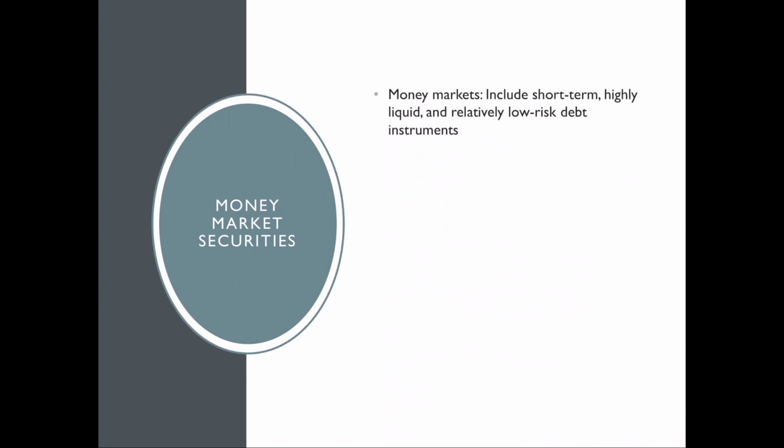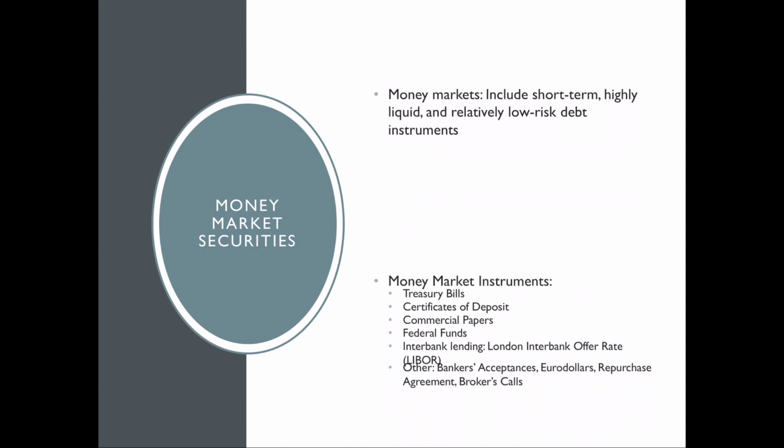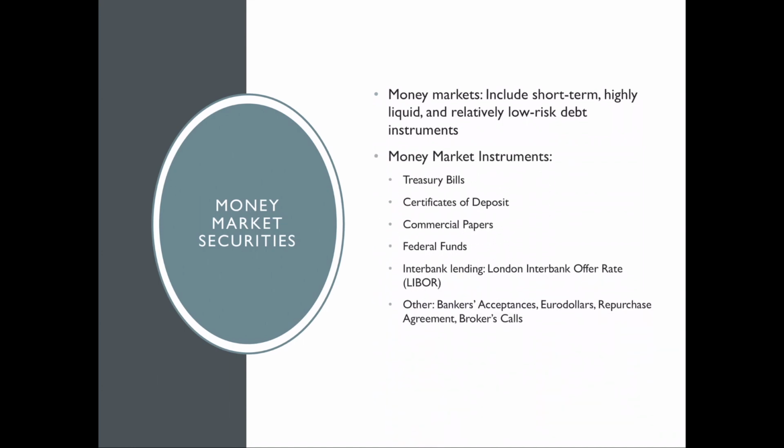As mentioned, we're going to turn our focus to money market securities. Money markets include short-term, highly liquid, and relatively low-risk debt instruments. Money market instruments include Treasury Bills, certificates of deposit or CDs, commercial paper, federal funds, interbank lending, including the London Interbank Offer Rate, and some others would be bankers' acceptances, Eurodollars, repurchase agreements, and brokers' calls. Some of these you may be familiar with, some of these may be new, and on the upcoming slides we will describe these different money market instruments in more detail.